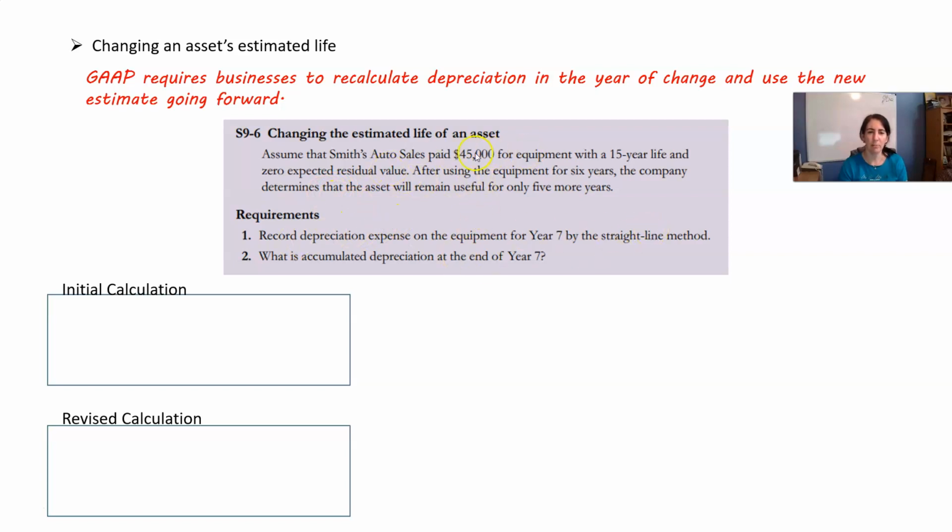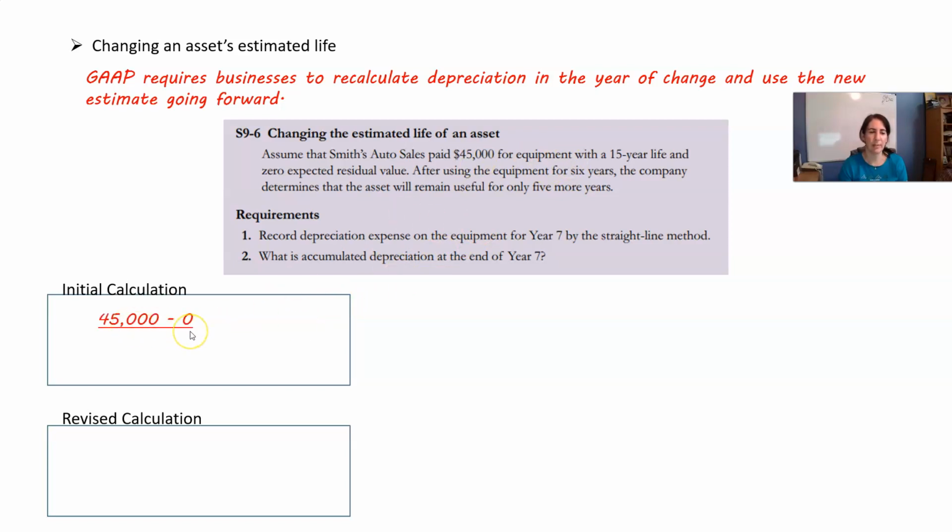So we use this equipment for not 15 years, but we use it for 6 years. And then we decide it is not going to be good for another 9 years. It's only going to be good for another 5 years. So we need to recalculate that. Let's start off with the initial calculation. What would have happened when we first bought it?